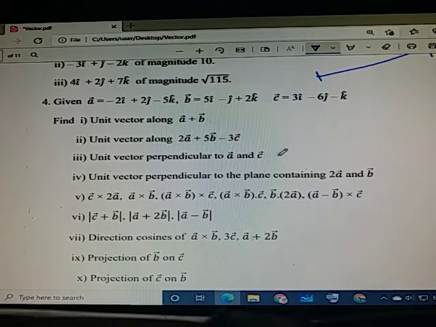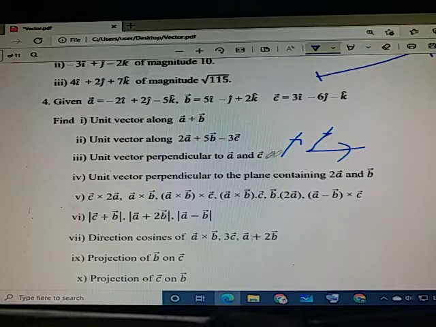Perpendicular to a and c means it is perpendicular to the plane containing them. So if it is a, it is c. So you make them intersect, sliding this, you will take it here. So this plane contains this a and c.